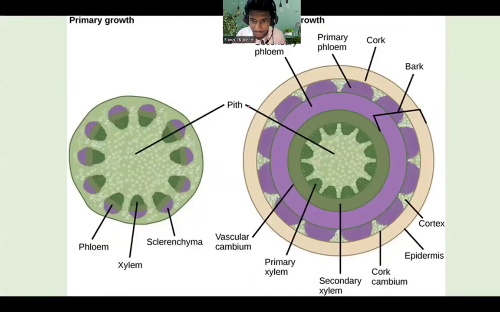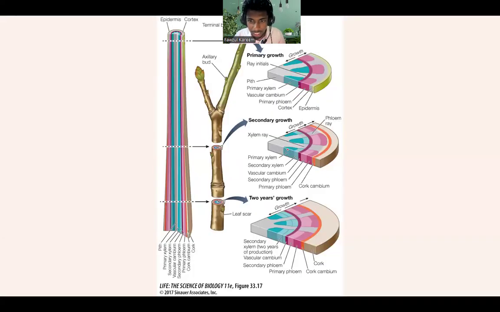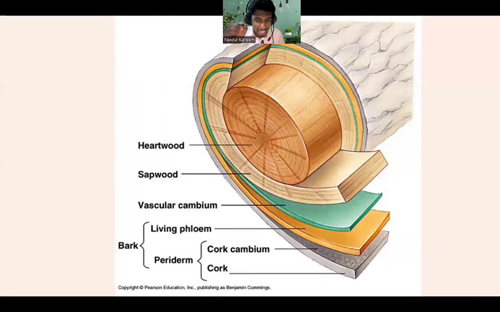Here you can see the lateral meristem. So they are producing the new cells in both directions. So what will happen to the diameter? When time runs, the diameter increases because of the activity of the lateral meristem. So is it clear about the lateral meristem?